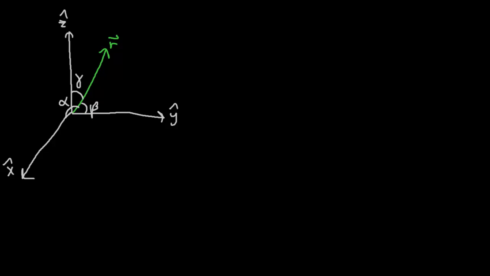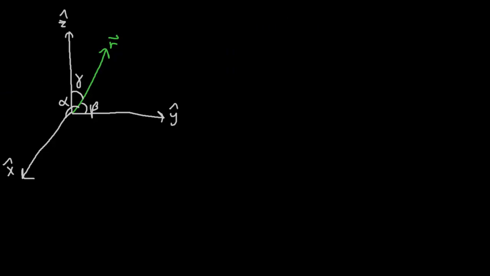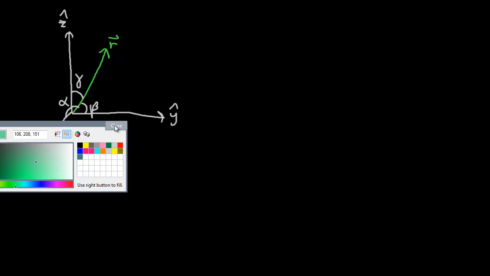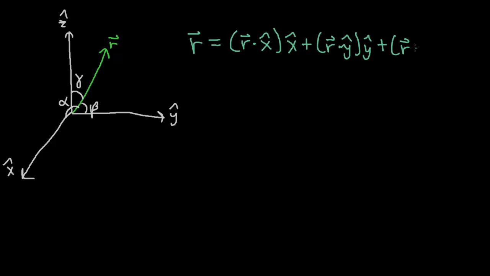So we want to show this particular identity about these three angles, alpha, beta, and gamma, using either geometry or vector algebra. I prefer to do this with vector algebra, and let me show you a neat way to do this. So first let me write the vector r. So the vector r in components, it has components along x, y, and z, and I can do that in this neat way. So this is r dotted with x hat in the x hat direction, plus r dotted with y hat in the y hat direction, plus r dotted with z hat in the z hat direction.